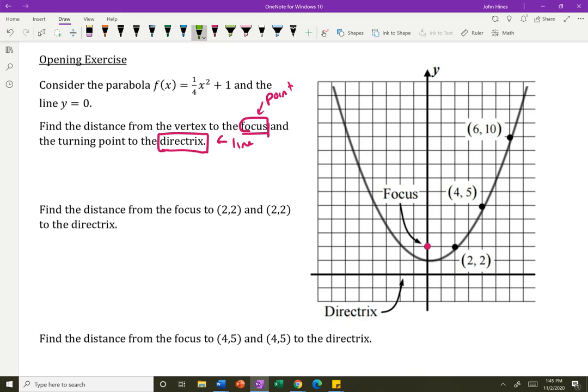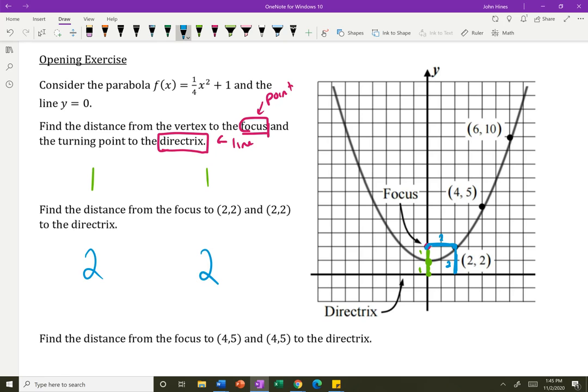And what I want to know right now is what's the distance from the vertex to the focus? Well, that's 1. And then the vertex down to the directrix. Well, that's also 1. So both those distances there are 1. Let's do this next one now. What is the distance from the focus to 2, 2, and 2, 2 down to the directrix? So what are those distances there? Well, that's 2 and that's 2.